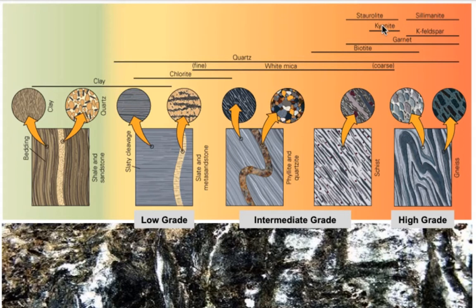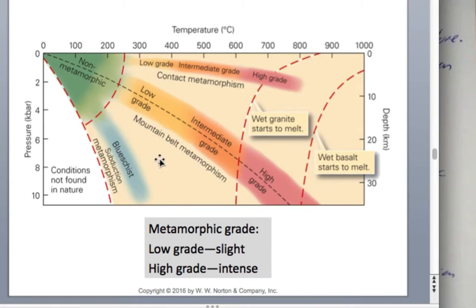Kyanite is a high pressure aluminosilicate. Sillimanite is a high temperature aluminosilicate. So again, by figuring out the mineral assemblages, you can determine the metamorphic grade of the rock. Those metamorphic grades are shown here, along with the pressure and temperature conditions in which they form.